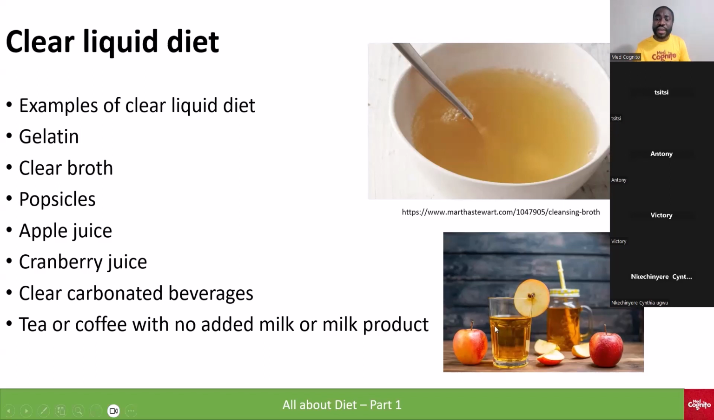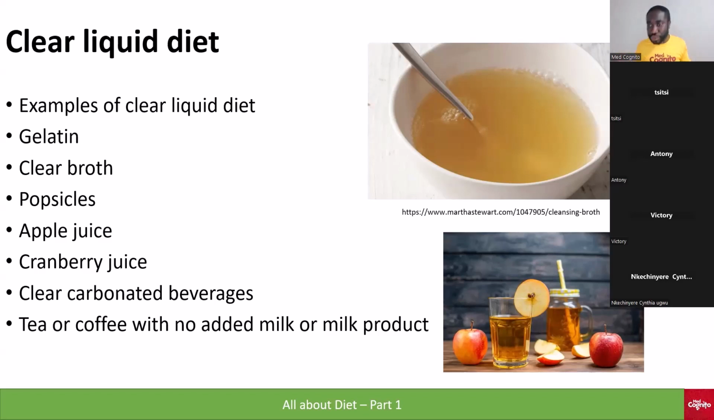So that's why I put this picture down here, like apple juice, because you can see through it, but it doesn't have any residue, as we are learning. It can also be cranberry juice or clear carbonated beverages. And then it can be tea or coffee with no added milk or milk products. So examples can be tea, coffee, popsicles, apple juice, clear broth, all right?